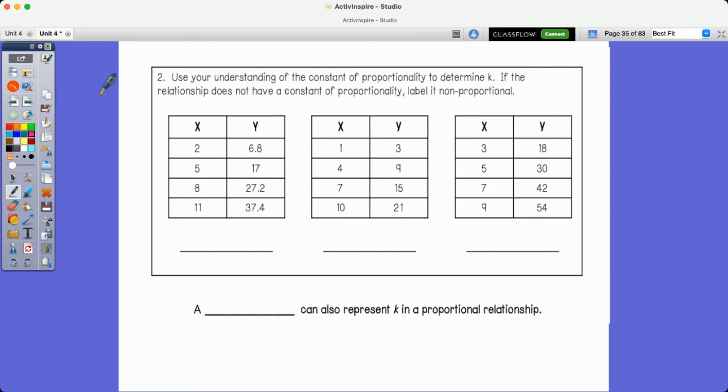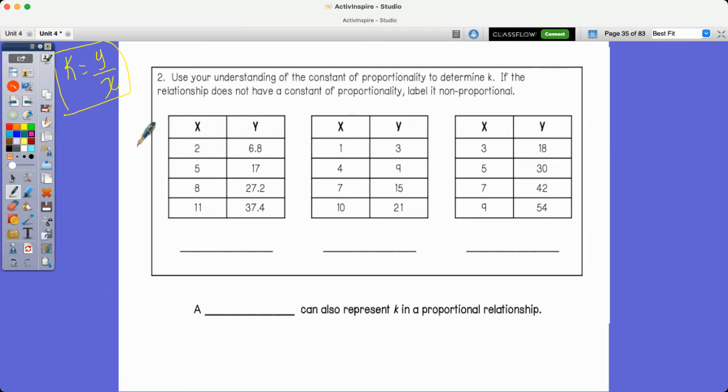Use your understanding of the constant of proportionality to determine K. If the relationship does not have a constant of proportionality, label it as non-proportional. So, here we go. Remember that the constant of proportionality, K equals Y divided by X. This is our rule when we're looking for the COP. So I'm going to take Y and divide it by X.